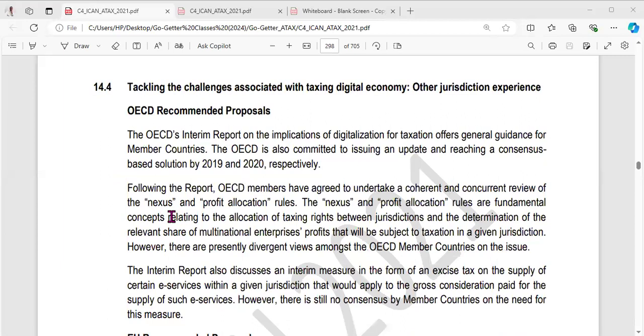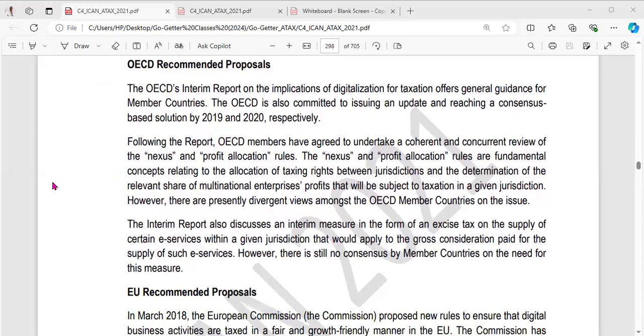Now, what are the OECD recommended proposals? They offer some general guidance to member countries. And this is in a report which reached a consensus solution in 2019 and 2020 respectively. Following the report, the OECD members have agreed to undertake a coherent and concurrent review of the nexus and profit allocation rules. The nexus and profit allocation rules are fundamental concepts relating to the allocation of taxing rights between jurisdictions and the determination of the relevant share of multinational enterprise profits that will be subject to taxation in a given jurisdiction.